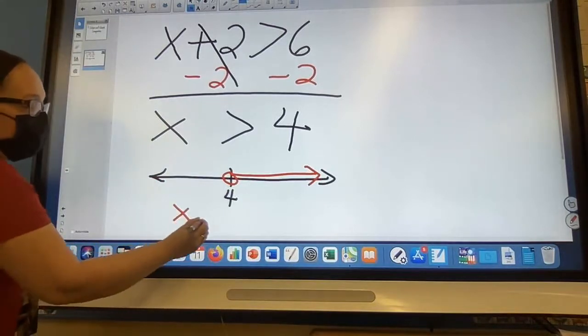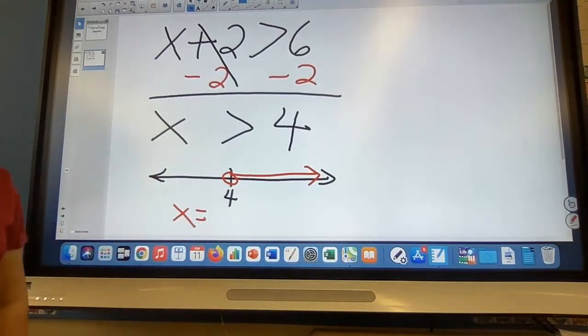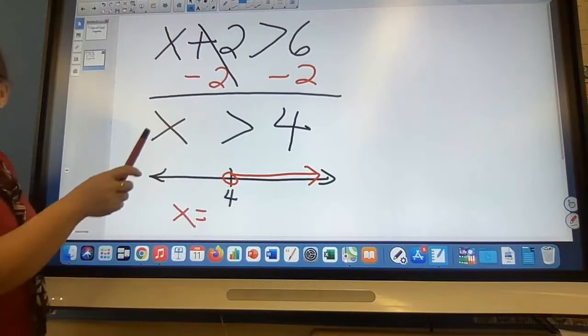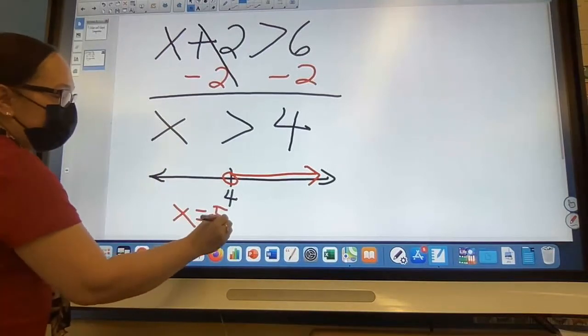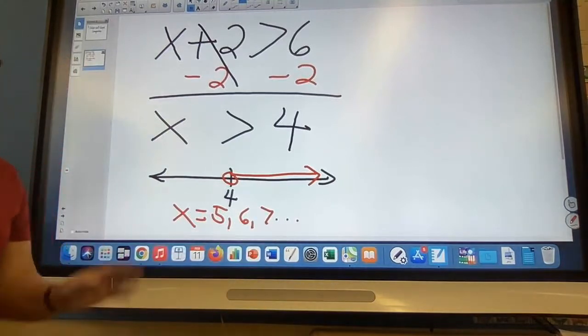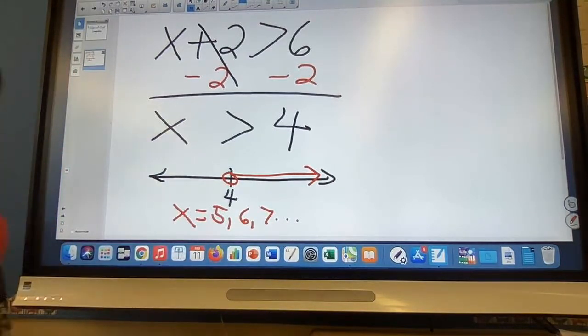So now I'm going to ask you, what are the possible solutions for this? It should be greater than 4 though. It's 5, 6, 7, and so on. So that's going to be our possible solution.